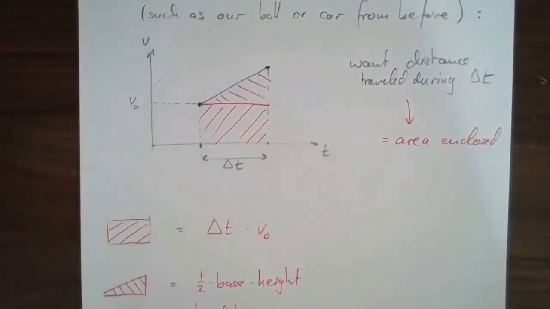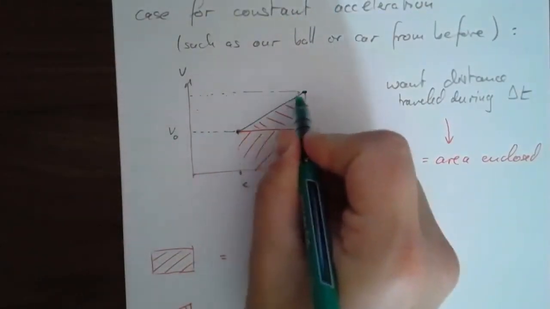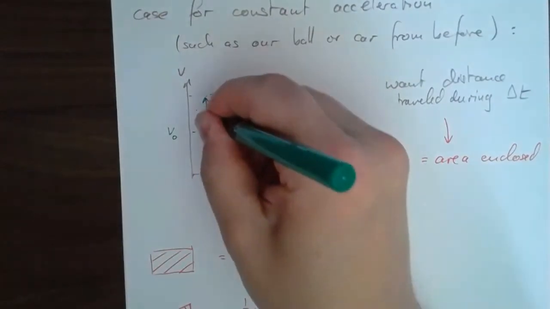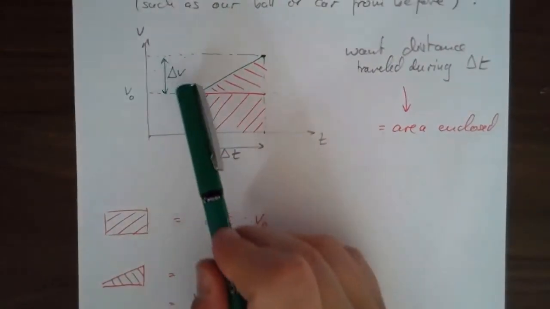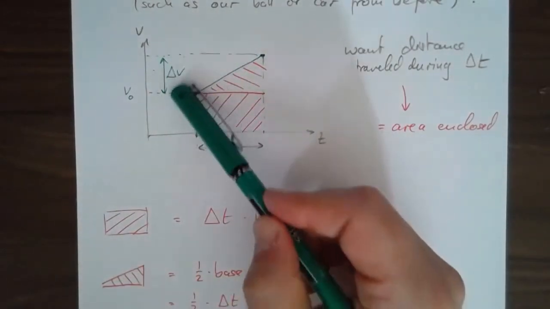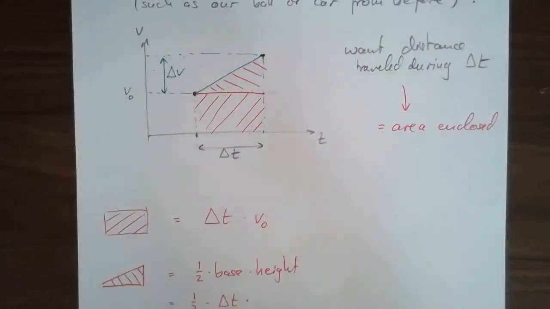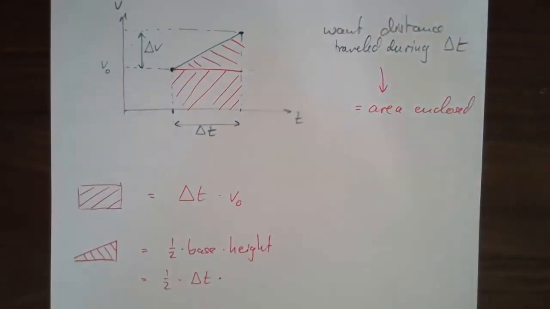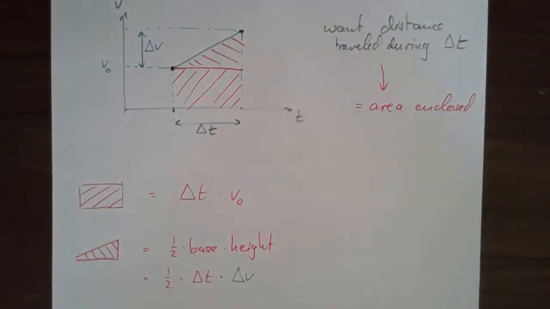Now, what's the height? Let's give it a label. Maybe we're going to end up at some final velocity up here, but this here is clearly my change in velocity, delta v. Remember, capital delta, the triangle, means change in. Change in velocity is the difference: if I started at 4 meters per second and end at 6 meters per second, the difference is 2. I could just read that off my graph. That's the height of my triangle.